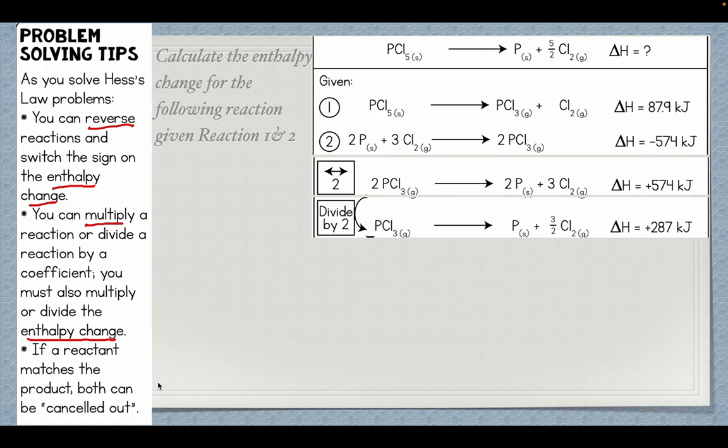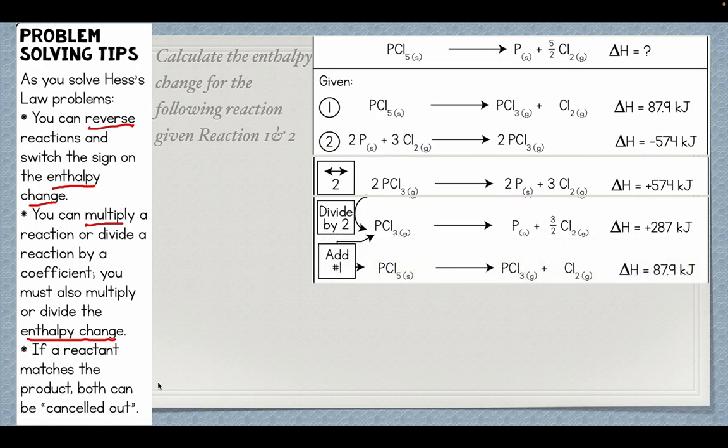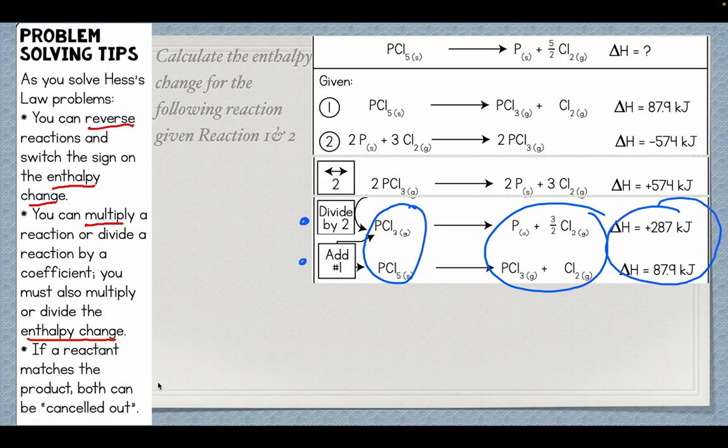Then if I add equation number 1 and add these 2 up, I will take these, and they're going to be on my reactant side, and I'm going to take these, and they're going to be my product side. Since I'm adding those all together, I'll also add my delta H's. And it will look like so.